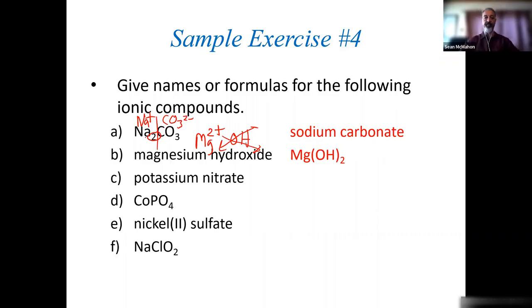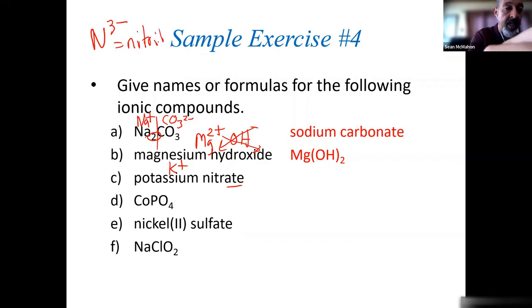Potassium nitrate. Potassium, K, group 1, it's a metal. So now I'm thinking charges. Potassium's a +1. Okay, it ends in ate, so it's not a monoatomic ion. It is not this. That is nitride. Okay, the ides are your monoatomic ions. Remember, your ates are the polyatomics.